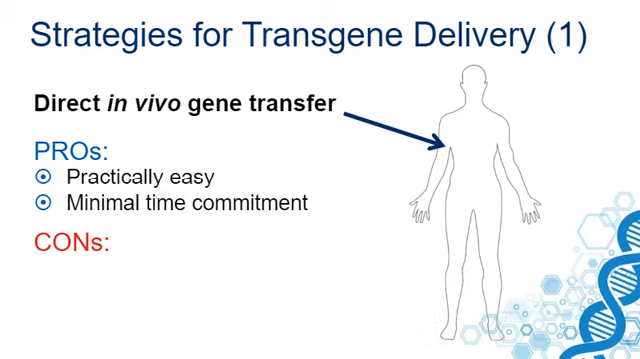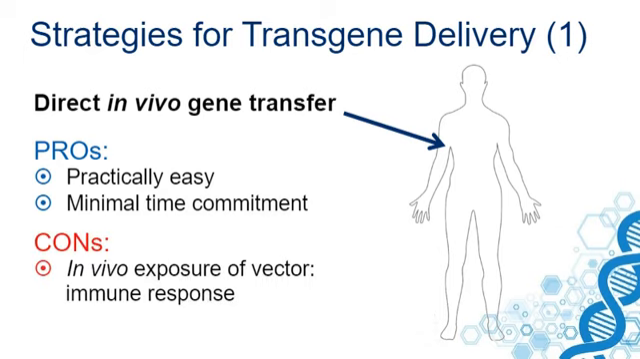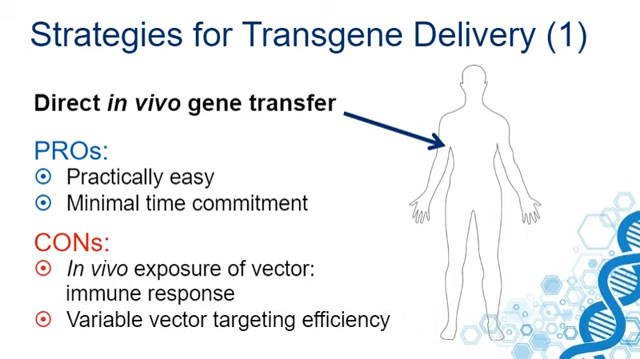The downsides are that there is in vivo exposure of the vector delivery system to the host immune response. And this can cause some problems, as we'll discuss sometime later. The second thing is that there's variable targeting efficiency. So you may actually be delivering the transgene to some cell types that you prefer not to.